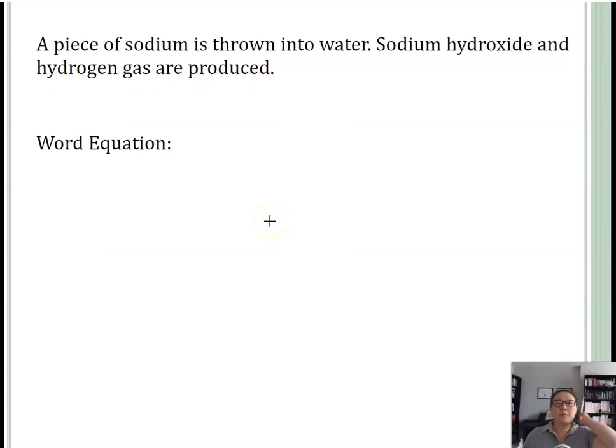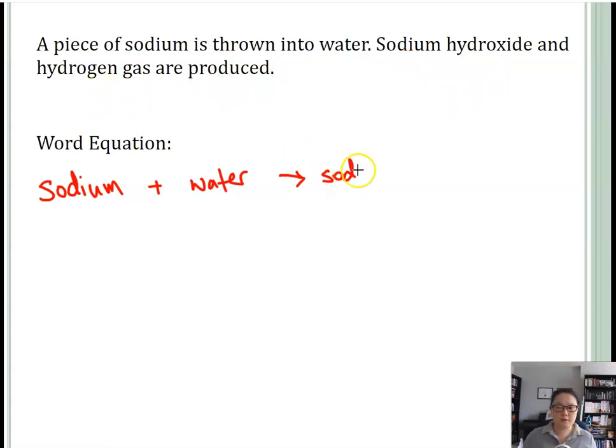So let's try writing out that reaction from before. A piece of sodium is thrown into water. This means that you're starting off with sodium and water. These are going to be your reactants. In the word equation, you are using the names of the chemicals themselves. So you're going to have sodium plus water, and then an arrow, and then you write down the names of your products. What is being produced is sodium hydroxide and hydrogen gas. So our products are going to be sodium hydroxide plus hydrogen gas.